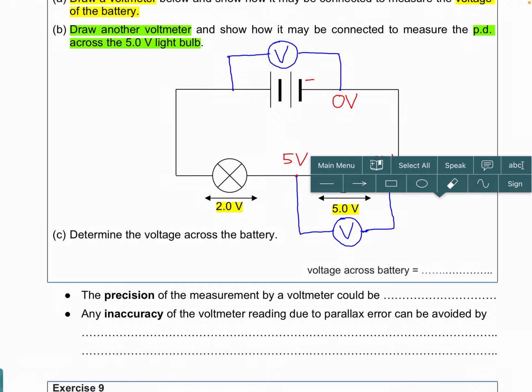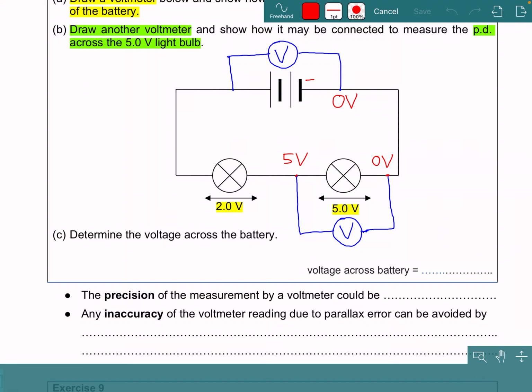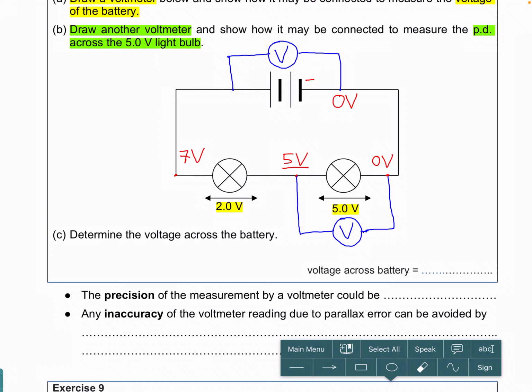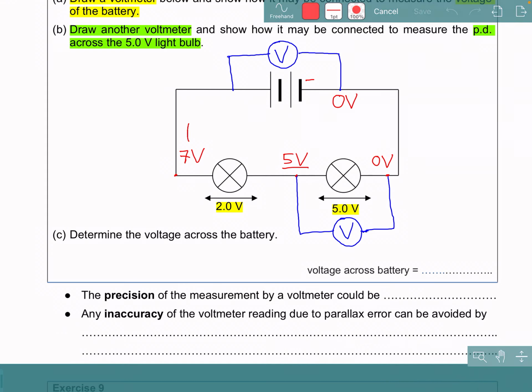And we move on to the lamp on the left. It's 2 volts potential difference. So if this is the 5 volt terminal, the other one must be at a higher potential of 5 plus 2, which is 7 volts, so that the lamp will have a potential difference of 2 volts. Hence, this leads us back to the terminal of the battery. This terminal must be at 7 volts.